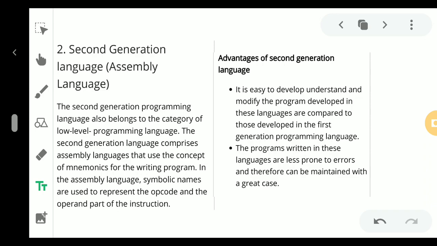And the instructions are still written using the concept of the machine code, hence not that much programmer friendly as a high level language is.